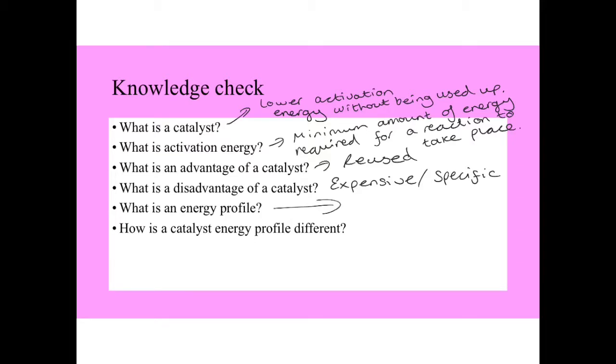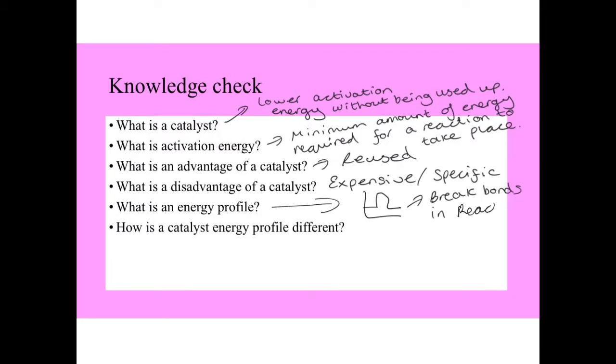What is an energy profile? An energy profile is just showing the energy required to break the bonds in the reactants, form new bonds in the products, and how much activation energy is required. So an energy profile shows you how much energy is going to be required to break the reactants, form new products, and how much activation energy, so how much energy the particle is going to need to have a successful collision. How is a catalyst on an energy profile different? It lowers activation energy.